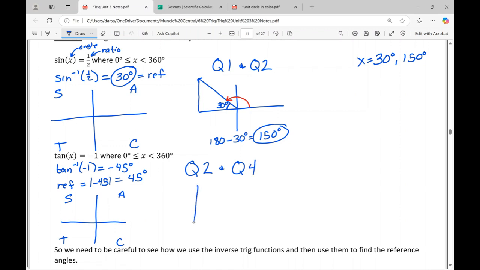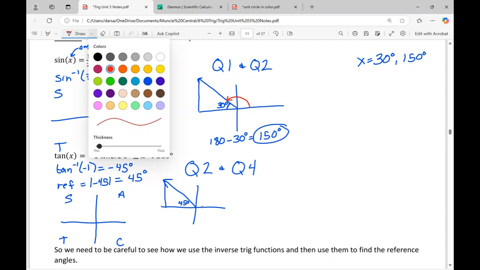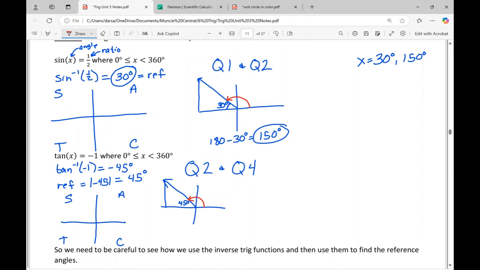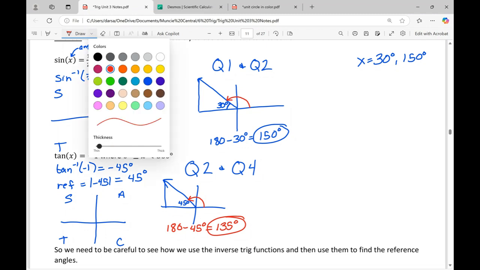So I need to draw an angle in quadrant 2. Try that again. And it will have a reference angle of 45 degrees. So we're looking for this angle right here. What is that angle? Well, remember in quadrant 2, we're going to take 180 minus that reference angle, and that's going to give us our 135 degrees, which is the first answer we're looking for to this problem.